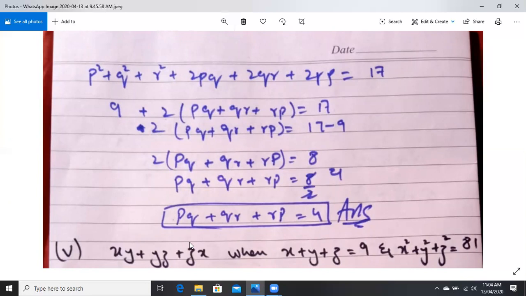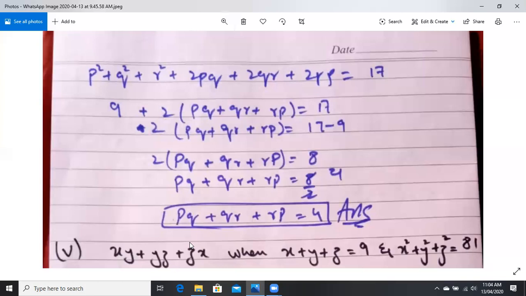So 9 is plus at the left side of the equation, so this will be minus at the right side of the equation. So 17 minus 9, which is 8. And 2 is multiply. As I discussed before, that sign will be changed when you shift the number to the other side of the equation. So 2 multiplied by the whole number PQ plus QR plus RP will be divided at the right side of the equation. 8 divided by 2, which is 4. So the answer is PQ plus QR plus RP equal to 4.